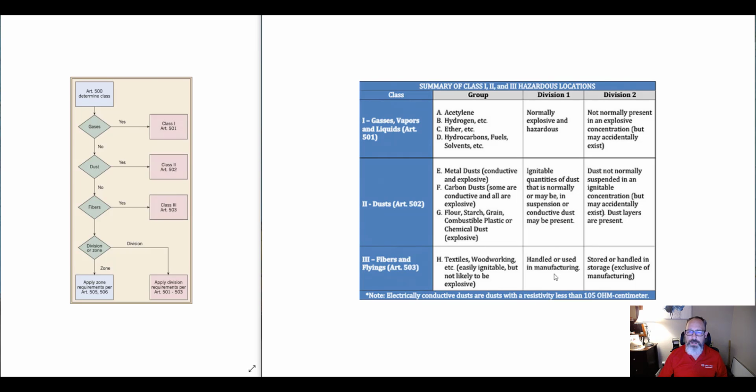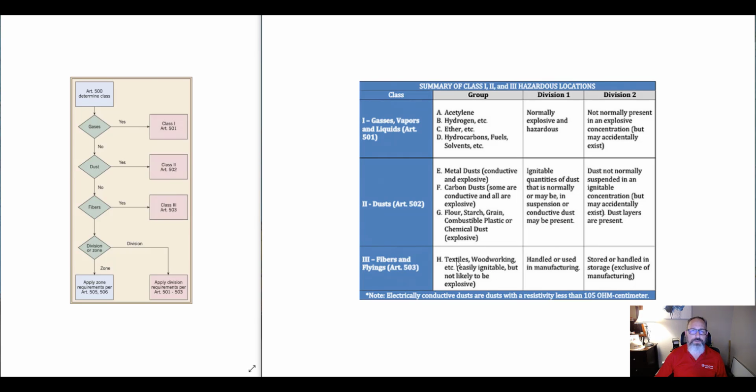Now, Division 2 of Class 3 is stored or handled in storage, exclusive of manufacturing. So outside of the manufacturing area, it's being stored. There could be dust present. You could have a Division 2 situation there.